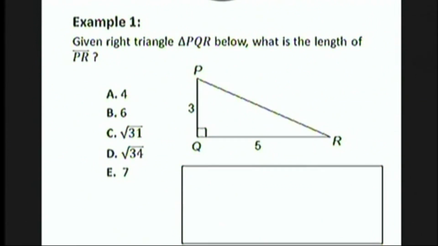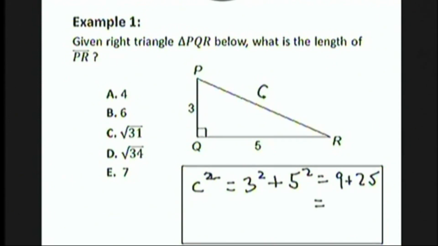Let's look at a simple example. Given right triangle PQR below, what is the length of segment PR? Okay, well, we're going to use the Pythagorean theorem. Let's call this side C, and we have C squared is equal to 3 squared plus 5 squared, which is 9 plus 25, or 34. So C is the square root of 34, which is choice D.